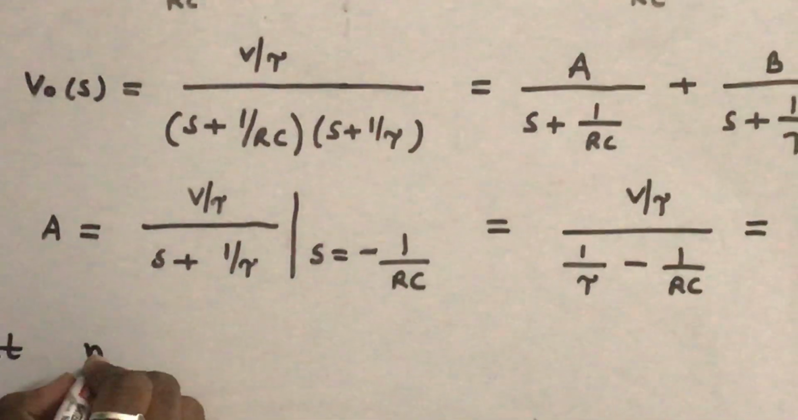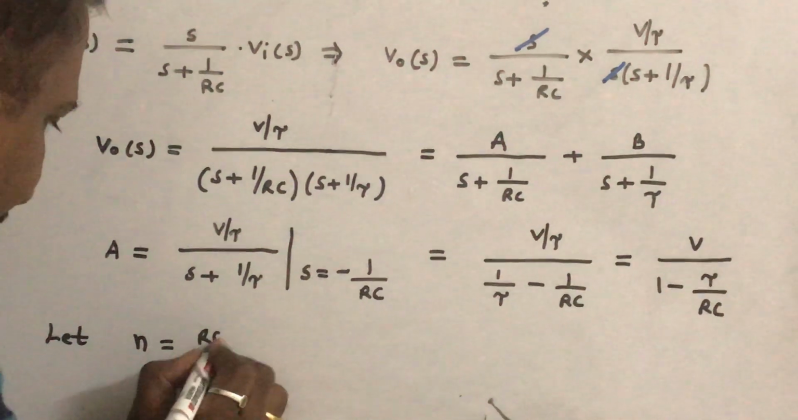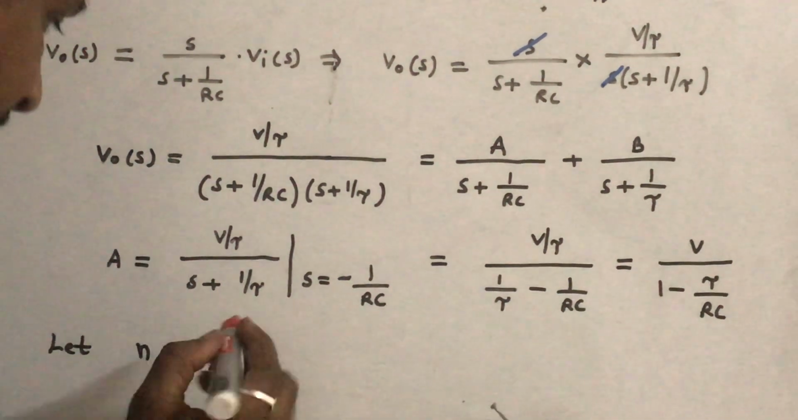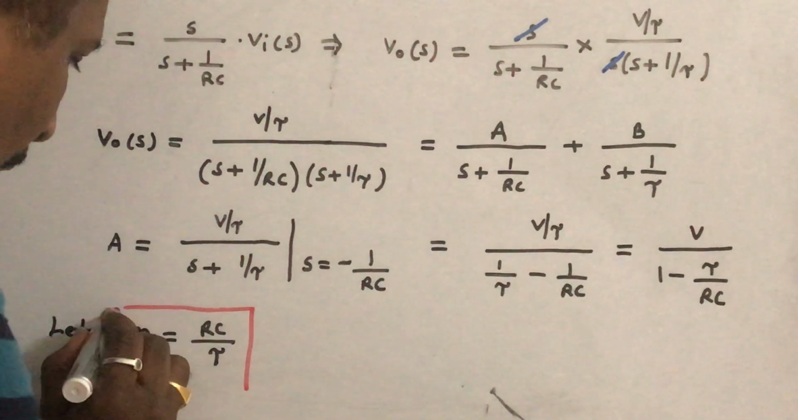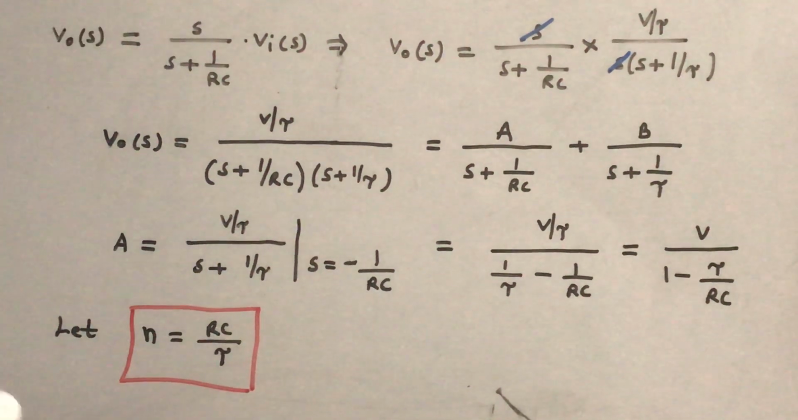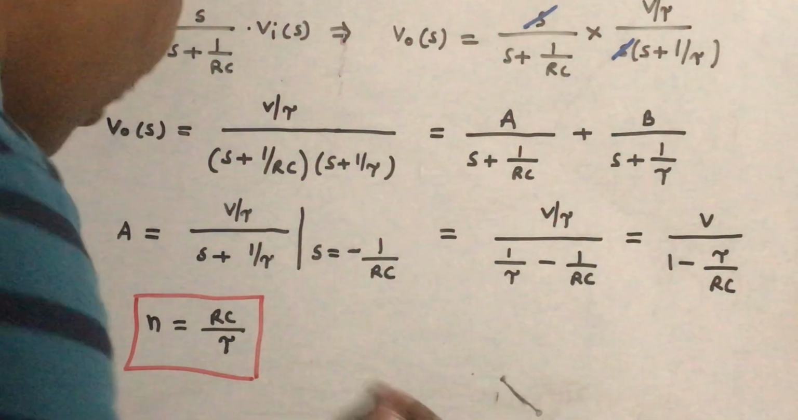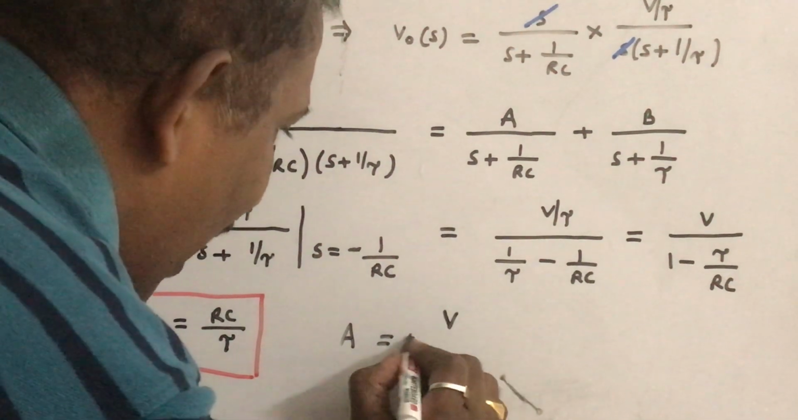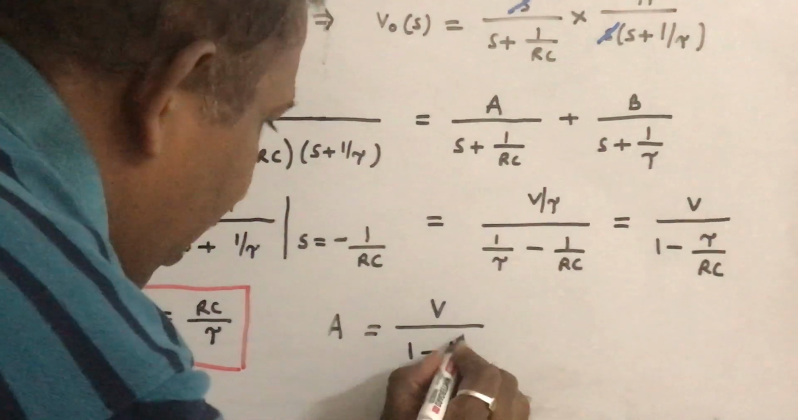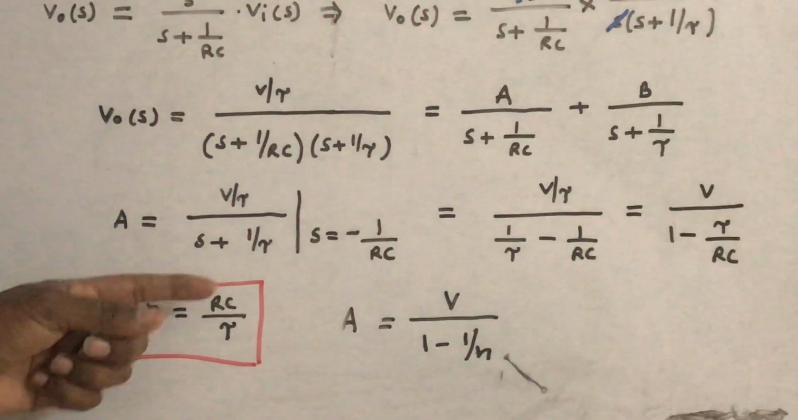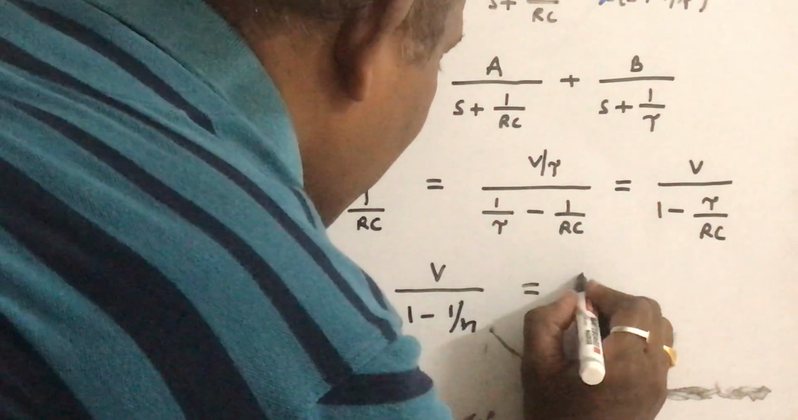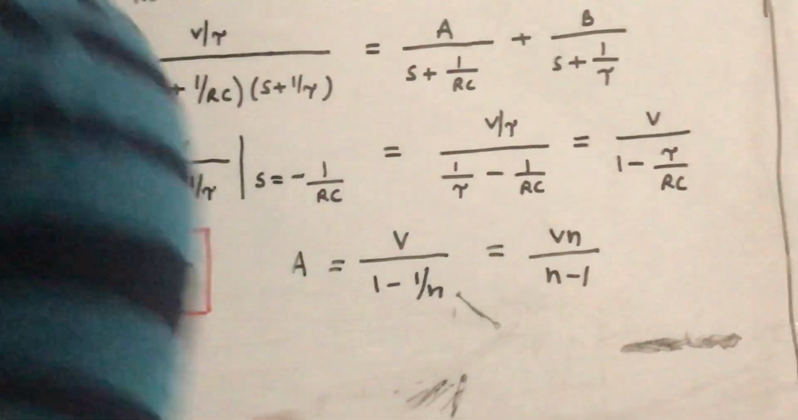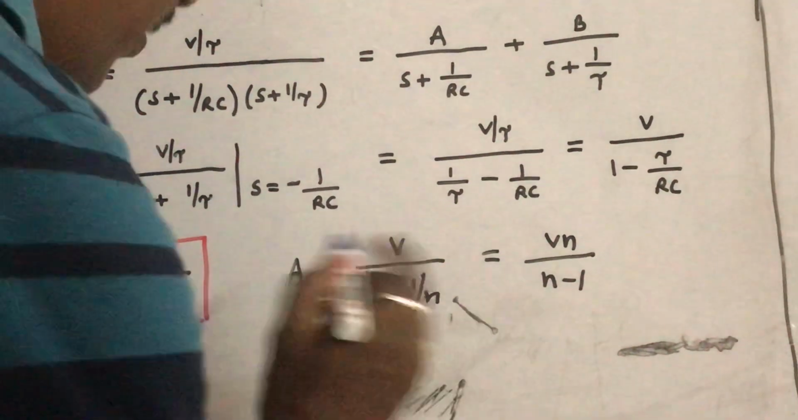In this equation, n is equal to RC by tau. So that is, RC is the time constant of the RC circuit. Tau is the time constant of the exponential input. So now in this equation of A, you can see that V by 1 minus 1 by n, because tau by RC will become 1 by n. So A is equal to Vn by n minus 1. So this is the expression for A.